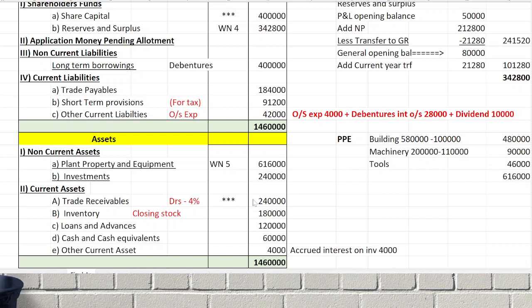Question number 9 in your ICI material. Go through question number 10. We are not going to solve, we are going to just see the solution. Question number which one? 10. They have asked only for the balance sheet. Very simple. Identify in the trial balance where each item will come.